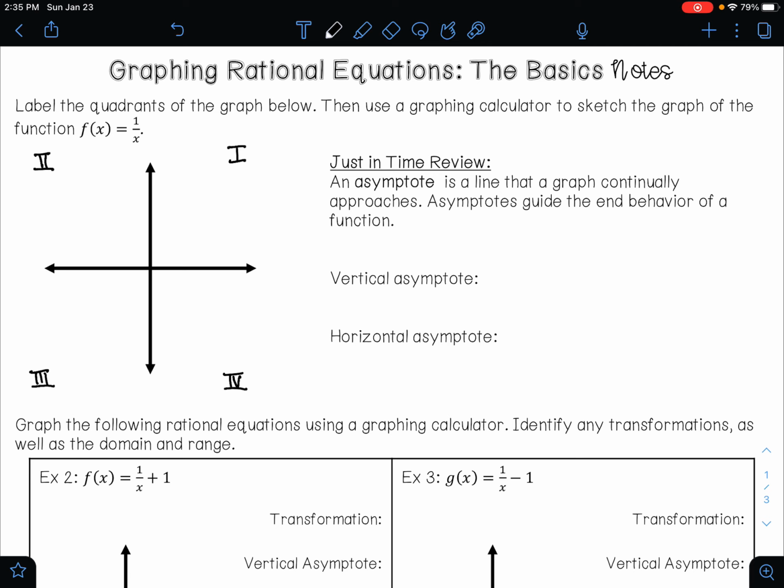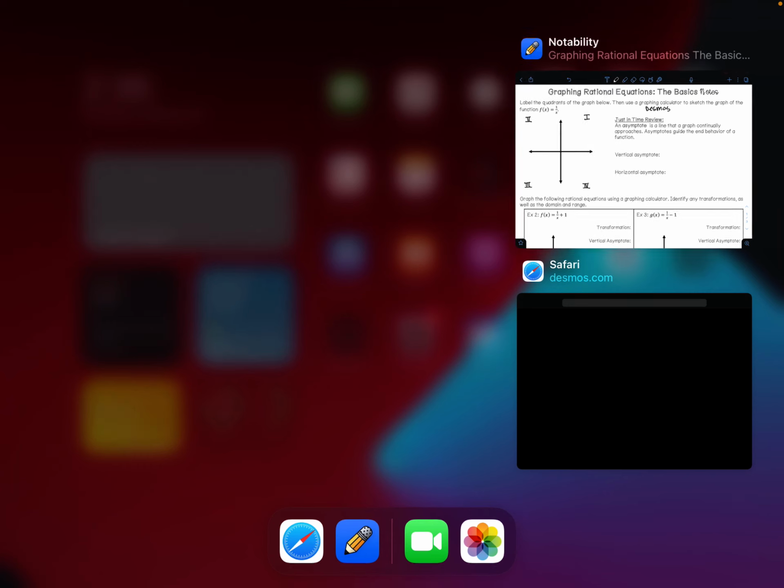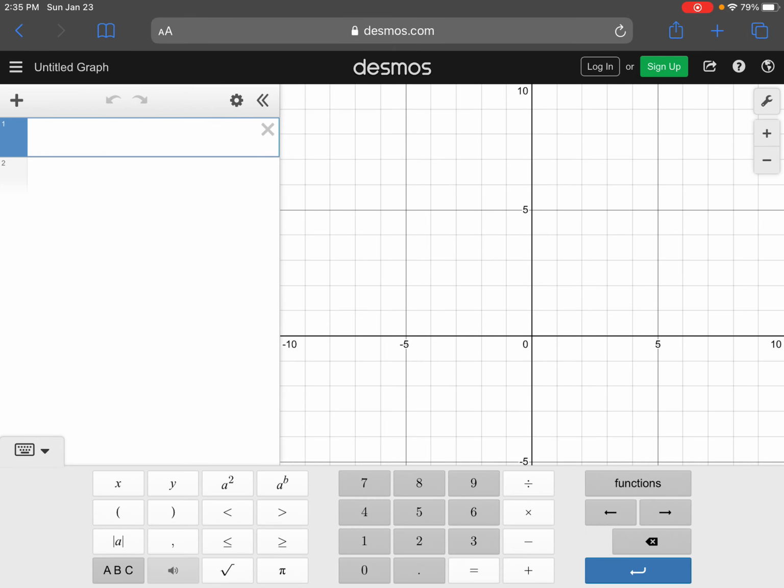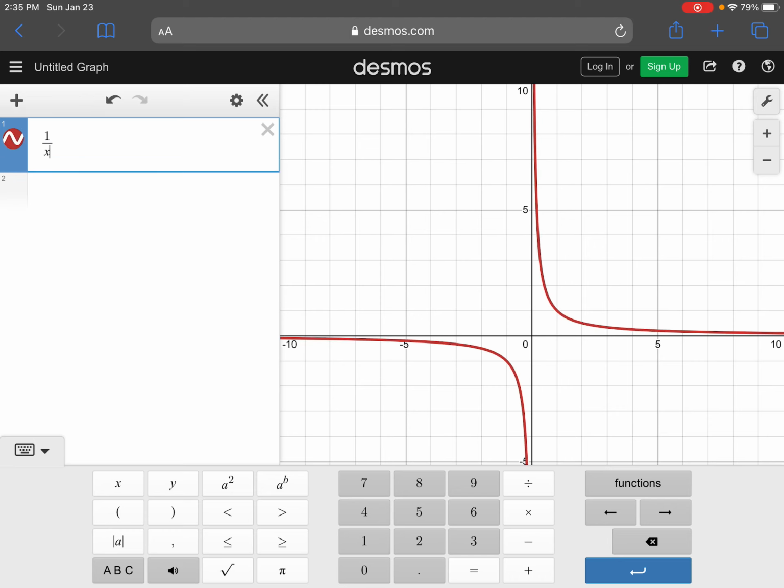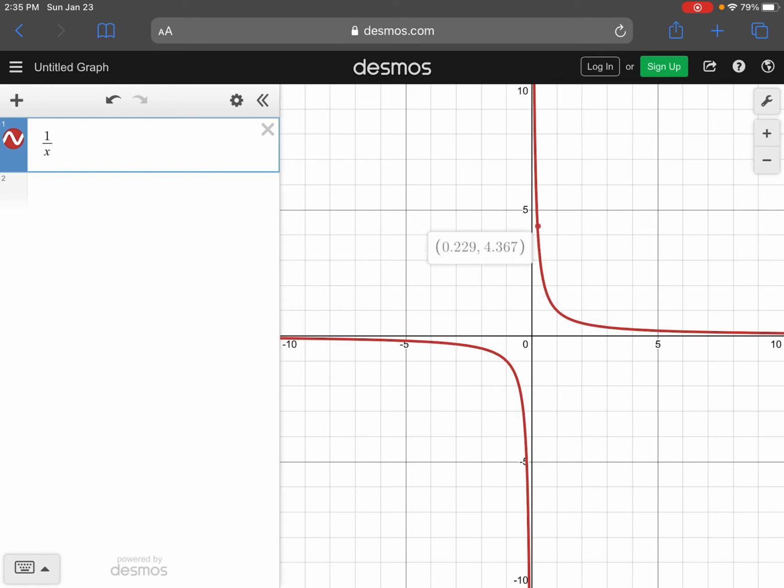So I'm going to use Desmos as my graphing calculator. I am going to go to desmos.com and click on the graphing calculator. And now I'm just going to type in our function, 1 divided by x. And you can see that our function is in quadrant 1 and quadrant 3.